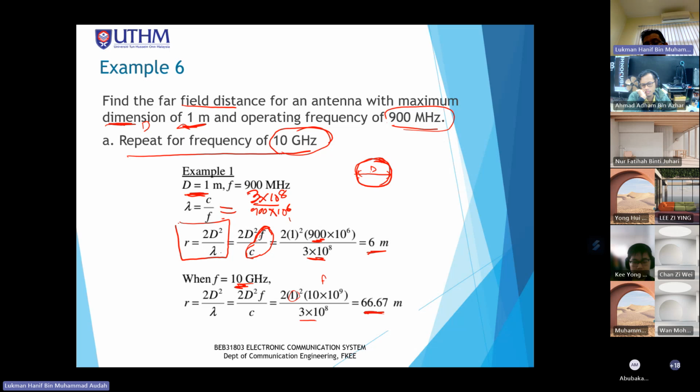Okay, so if we use a different frequency, the higher the frequency, the far field distance becomes longer. Okay, that means the wave needs to travel until 66.67 meter to reach the far field region, compared to if you use 900 mega.